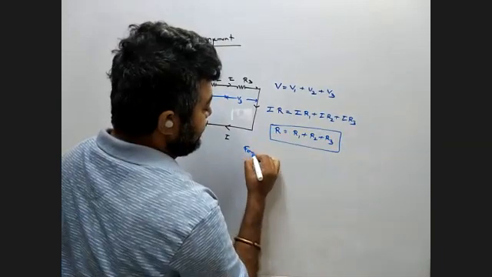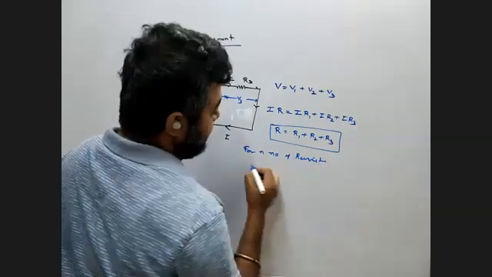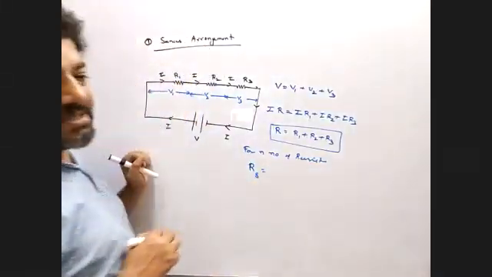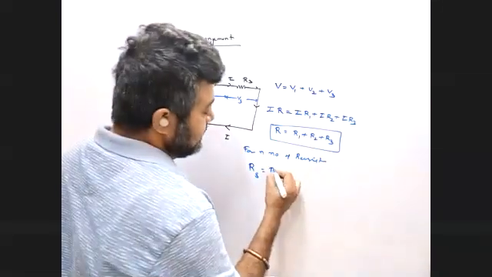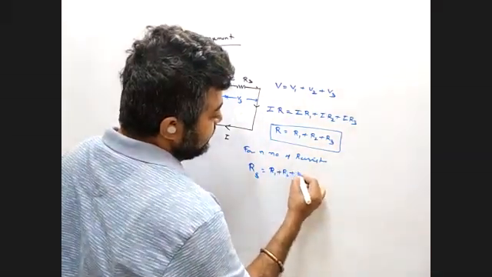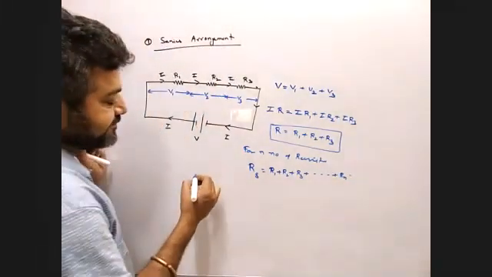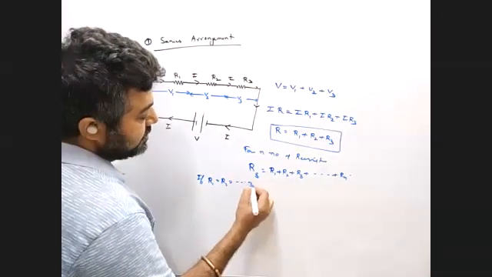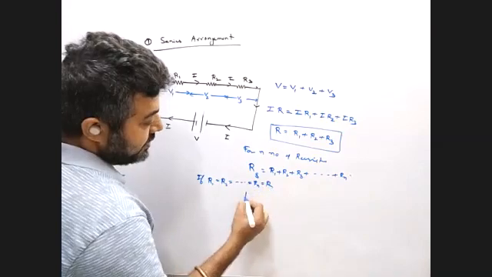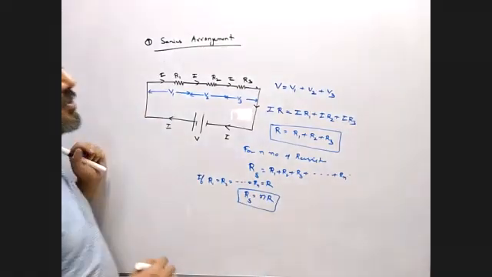For n number of resistances, you can write R, and use the symbol S in the suffix, which represents series arrangement, that is R1 plus R2 plus R3 dot dot dot Rn. If R1 equals R2 dot dot dot equals Rn equals R, then you can write Rs is nR.